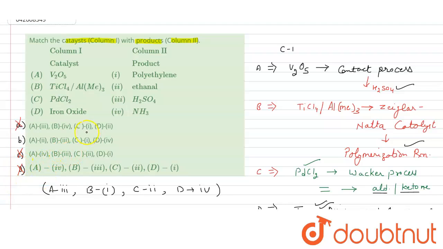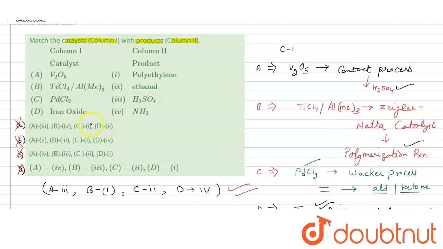So here I can say that A has third, A is the third answer, and B is first. Here we are not matching the answer. So the correct answer will be like this answer. In the options, all options are wrong answers.